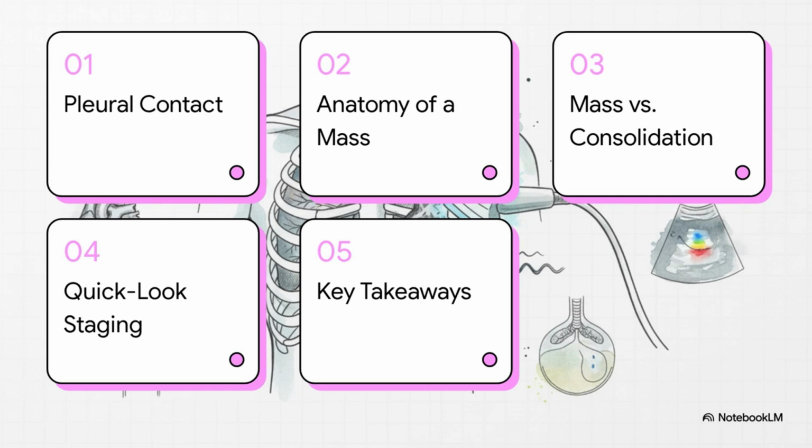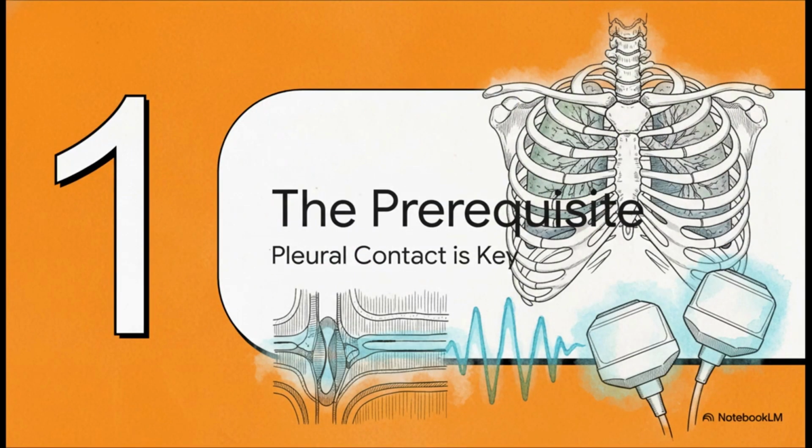So here's our game plan. We'll start with the one absolute rule you have to know for a mass to even be visible. Then, we'll break down what a mass actually looks like on ultrasound. After that, we'll tackle the big one, telling a mass apart from a consolidation. We'll even touch on some quick-look staging and then wrap it all up with the key takeaways. All right, let's get right into it with the most important principle.